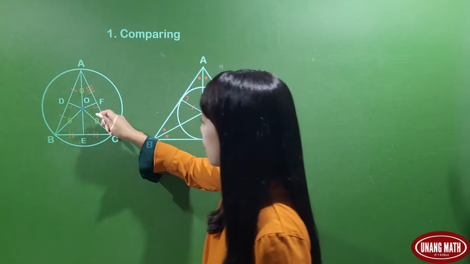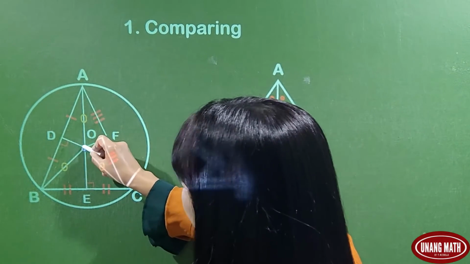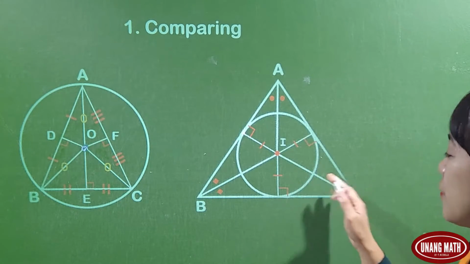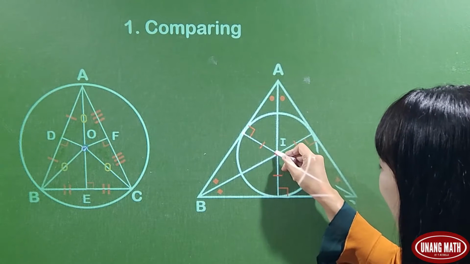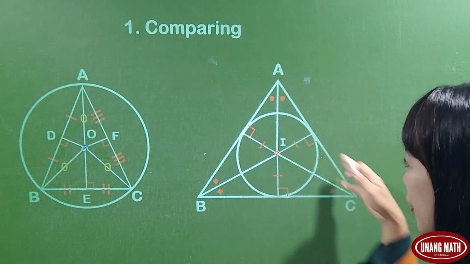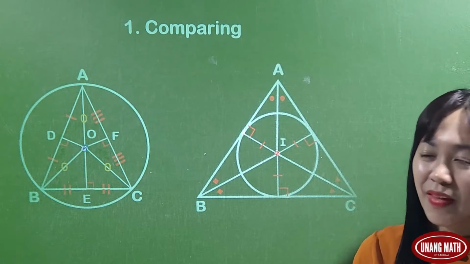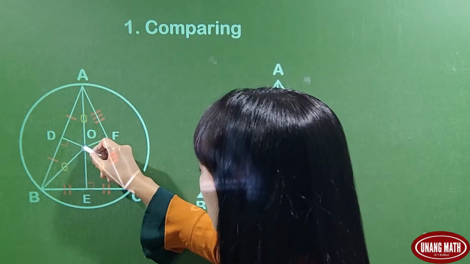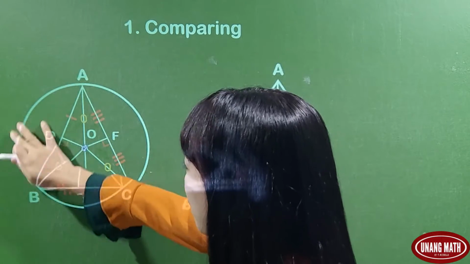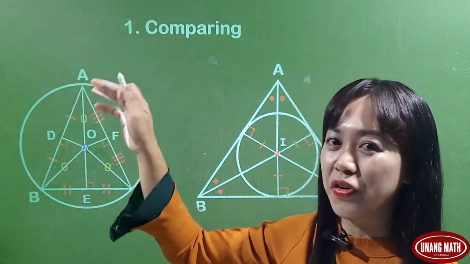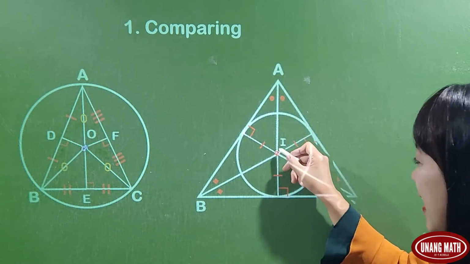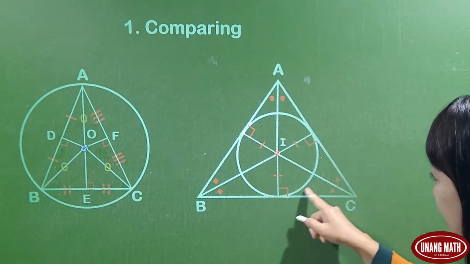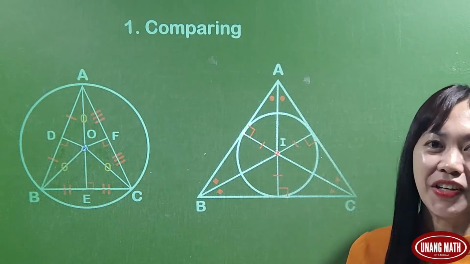In this first figure, point O is the circumcenter of this triangle. In this figure, point I is the incenter of this triangle. Since point O is the circumcenter, it means this is the center of this circle. Point I is the incenter, so it means this is the center of this incircle.